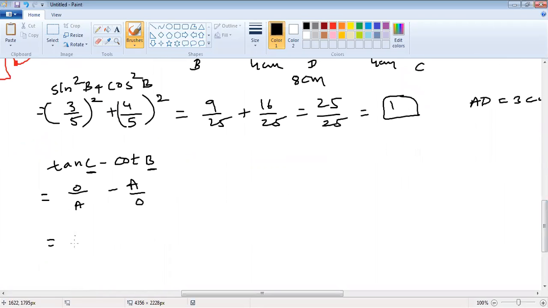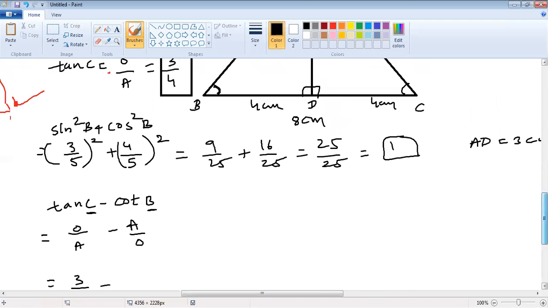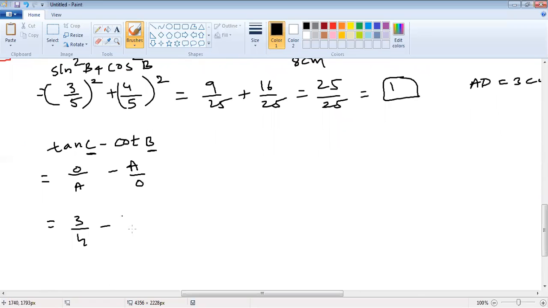So लिख दो यहाँ पर 3/4 minus cot B के लिए हम लोग ये वाला triangle choose करेंगे ABD. Cot B के adjacent upon opposite, so that is 4/3. 4/3. And then how to do this? This will become 9 minus 16 upon 4 3 is 12. So we just did cross multiplication. 9 4 4 is 16, minus 16, 9 minus 16 upon 4 3 is 12. And so the answer will become minus, ये बन जाएगा 7 upon 12.